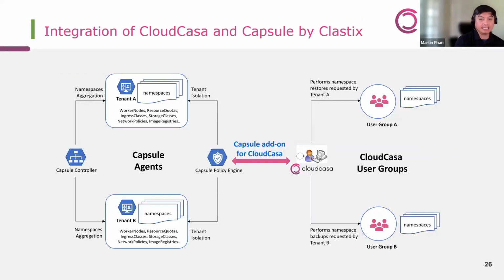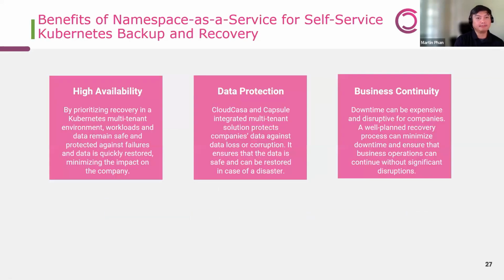with the Class 6 Capsule module, where both of our services are communicating, trading back and forth. So Cloud Casa is then filtering out what users can do, and if a user tries to do something that it shouldn't be doing, is not capable of doing, then it's going to be stopped by the Capsule policy engine as well from a read-write perspective. And this is all part of this concept of namespace as a service, right? For self-service Kubernetes backup and recovery, you've got the high availability, the data protection, the business continuity, being able to back up persistent applications, persistent volume data that is necessary for running your business.